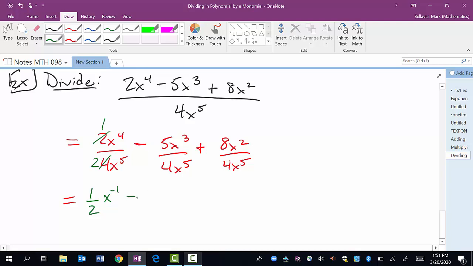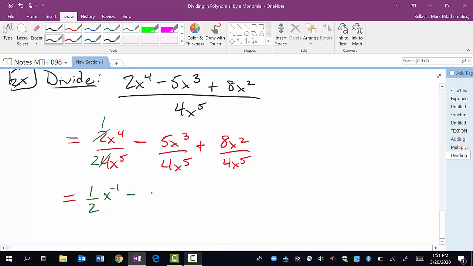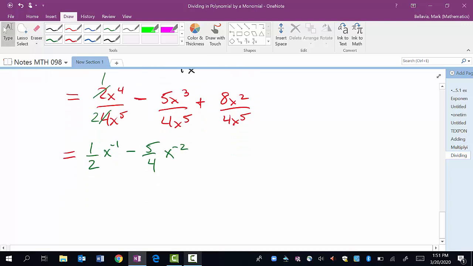Here we've got a negative, so minus 5 over 4. That does not reduce, so you keep it as 5 over 4. And then x to the third over x to the fifth will be x to the 3 minus 5, which is negative 2 power. And then plus 8 divided by 4. Now that will be 2 because, factoring out a 4 from the numerator and denominator, that reduces to 2 over 1, which is 2. X squared divided by x to the fifth is x to the negative 3, right? 2 minus 5 gives you negative 3.